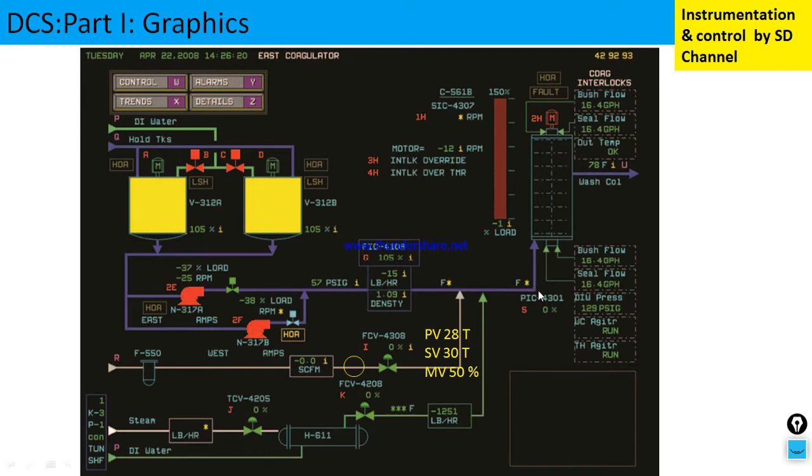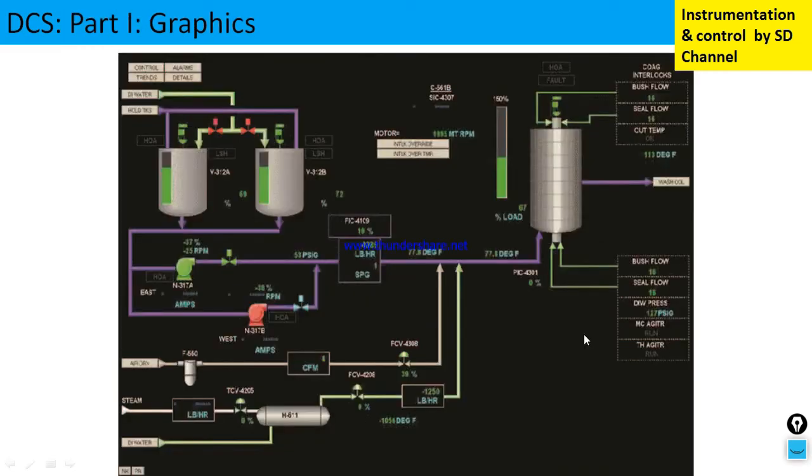So this is the graphics. You can hit the command also, you can see the values also. So this is the same graphics.